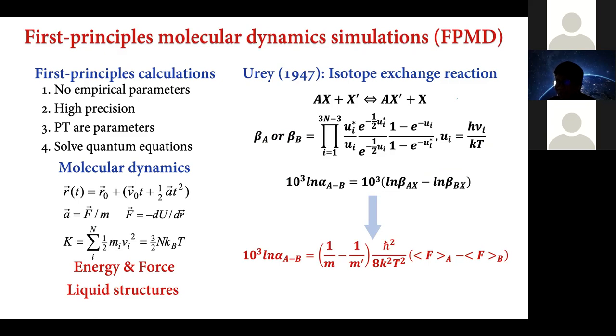We conducted first-principles molecular dynamics simulations for silicate and metal melts. The calculations of equilibrium isotope fractionation are based on the Urey equation, which is fundamental in isotope chemistry. This equation can be written as this formula, the red one here, in the high temperature approximation, and the key parameter we should know is the force constant of sulfur in each phase.